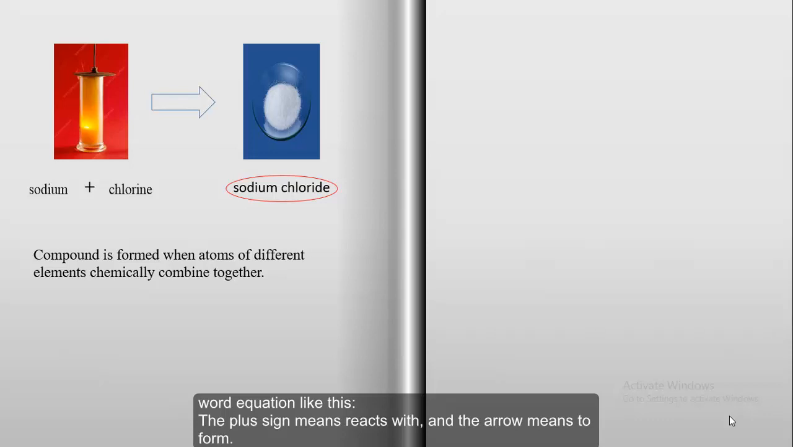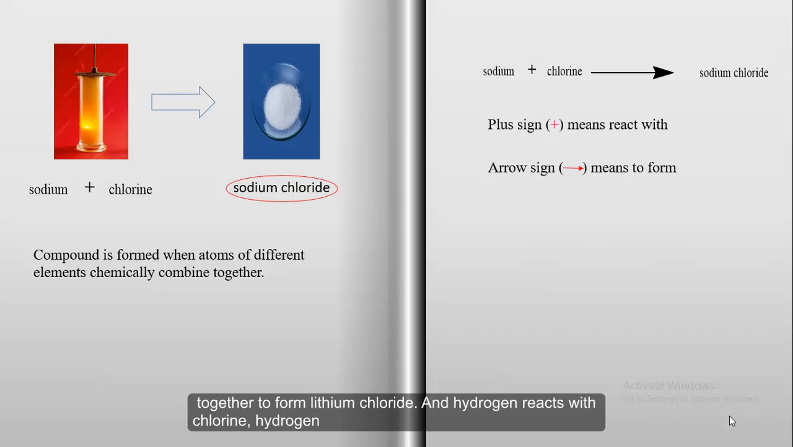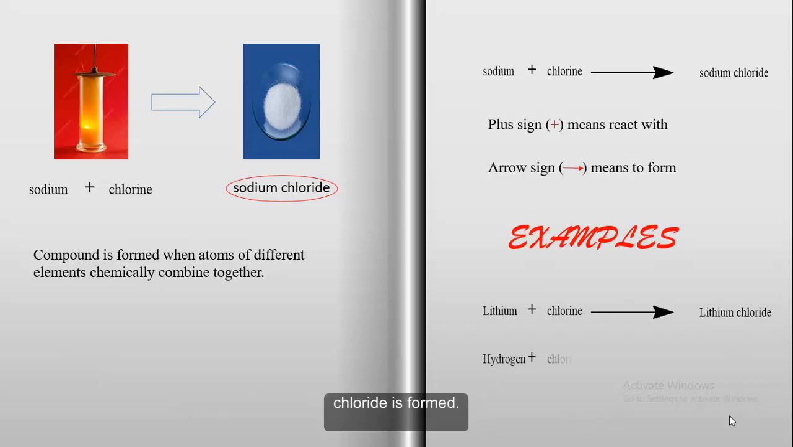The reaction can be described by a word equation like this. The plus sign means reacts with, and the arrow means to form. Most elements react to form compounds. For example, lithium and chlorine react together to form lithium chloride. And when hydrogen reacts with chlorine, hydrogen chloride is formed.